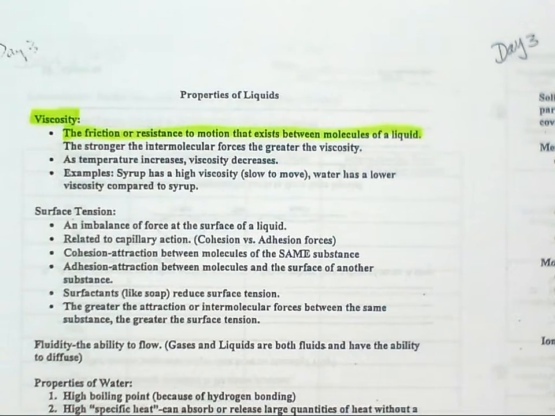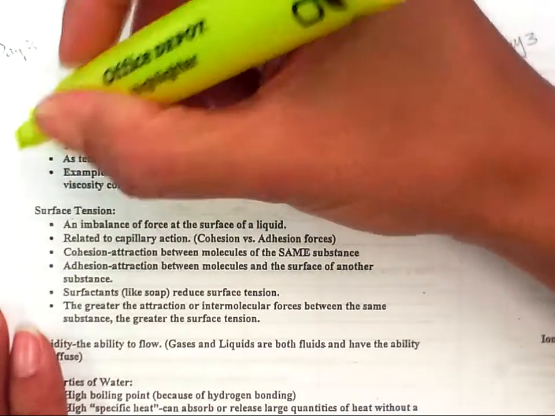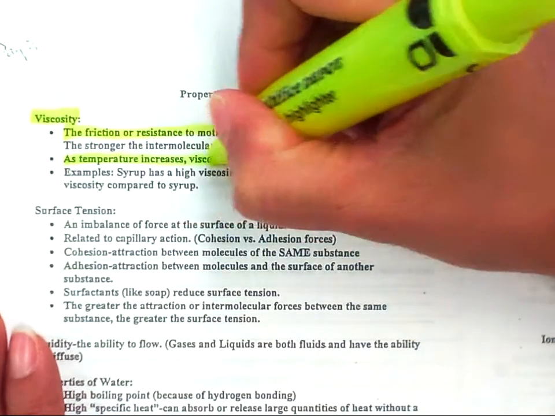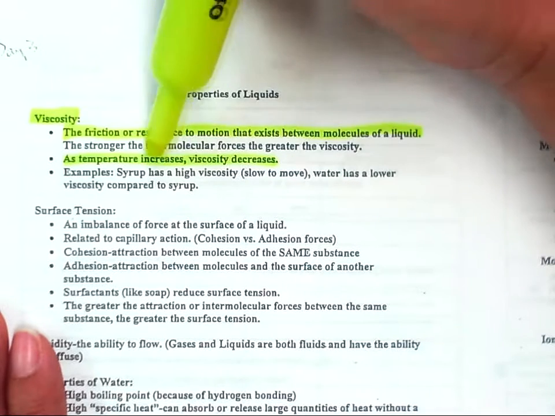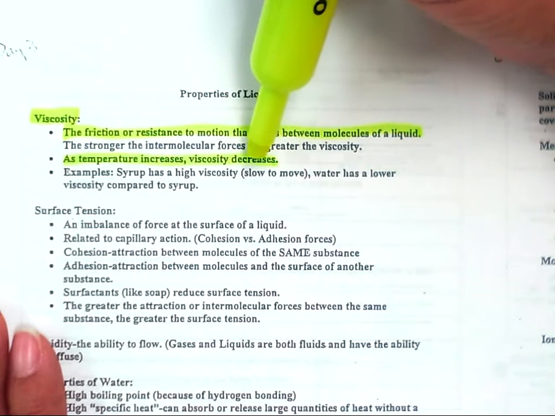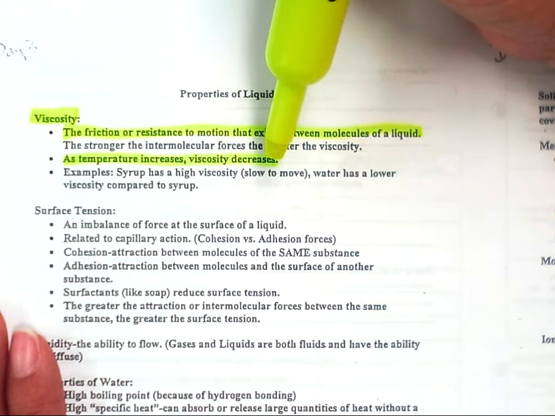It's measuring the thickness. So it's important that you know this relationship here. As temperature increases, viscosity decreases. What that means is if you took your syrup and you stuck it in the microwave for like 20 seconds, what's going to happen to that viscosity? What's going to happen to the thickness of it? It's going to be less.